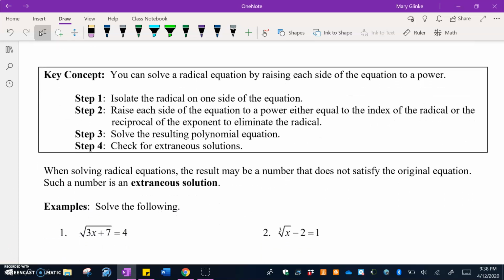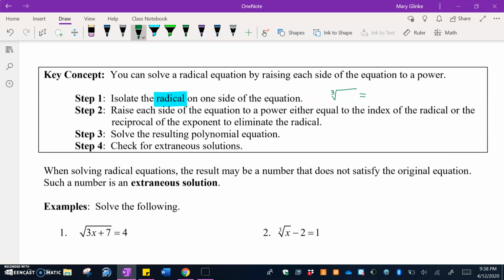In order to solve it, you want to get the radical alone. There can be nothing with the radical, either added or multiplied or subtracted or divided or anything like that. The radical has to be by itself. Once you have a radical by itself, you're going to do the inverse operation to get rid of the radical.